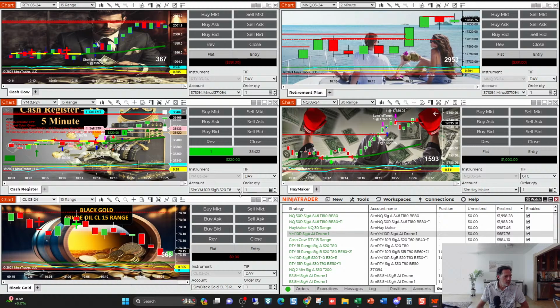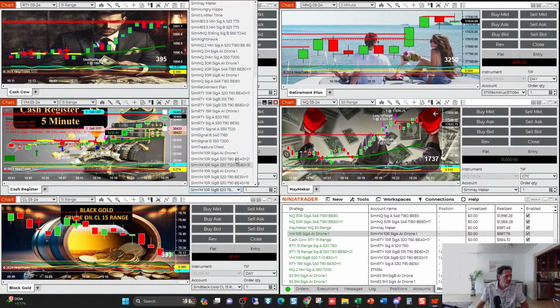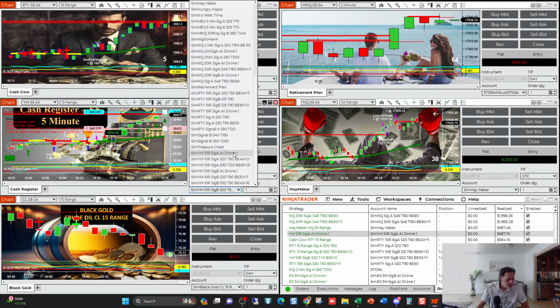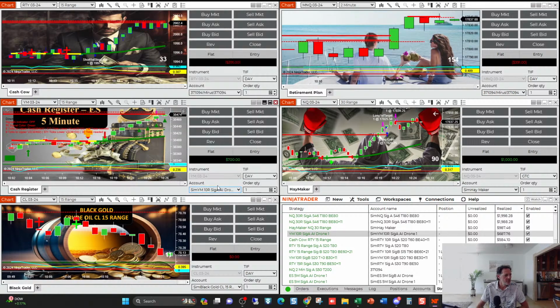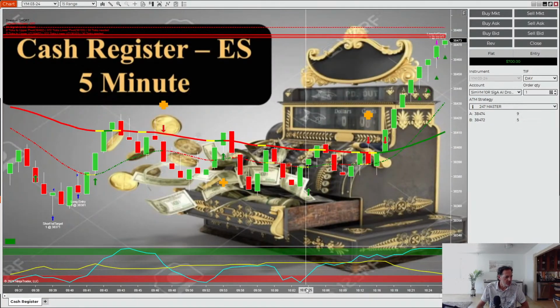Yeah, this YM drone is doing good too. YM 10 range Signal A drone, 700 bucks. Wow. Look at this thing.